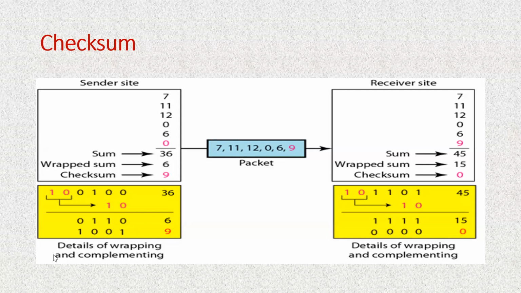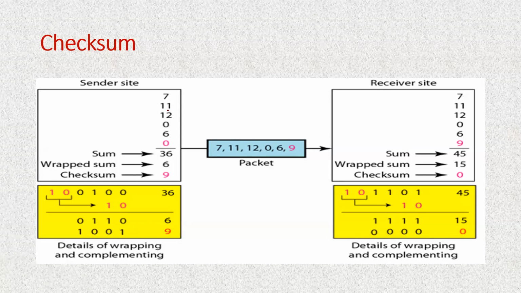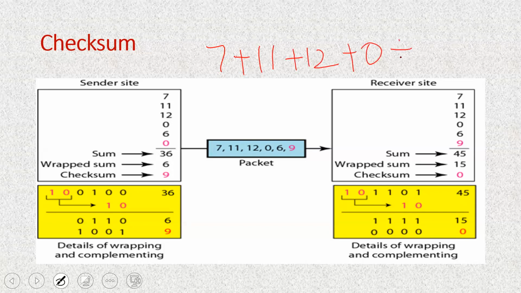I fix the data size as 4 bits. We divide the data into 4-bit elements. So we have 5 elements of 4 bits: 7, 11, 12, 0, and 6. Now you perform it like this: 7 plus 11 plus 12 plus 0 plus 6.